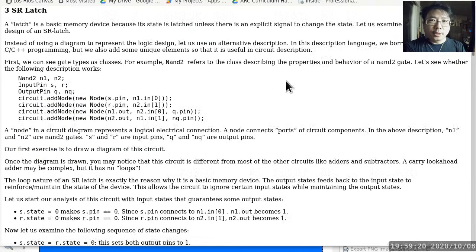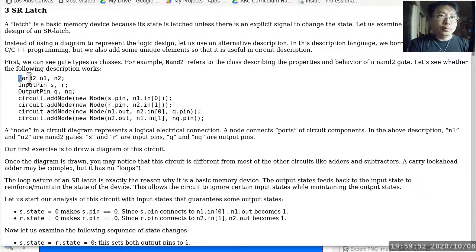The first thing we look at is an SR latch. An SR latch is the most basic circuitry that is capable of, quote-unquote, remembering something. The term SR will be clear in why it's called an SR latch. The way I describe it is not graphical. I chose to use an object oriented method to describe a circuit.